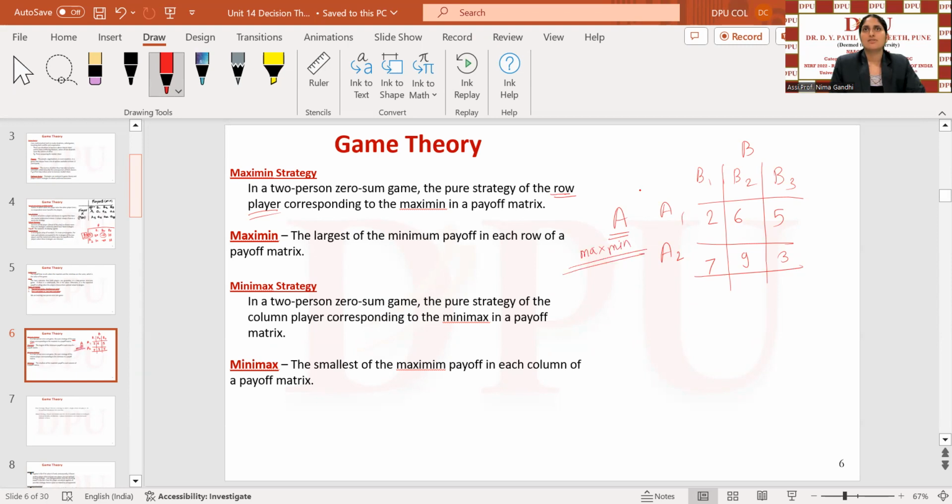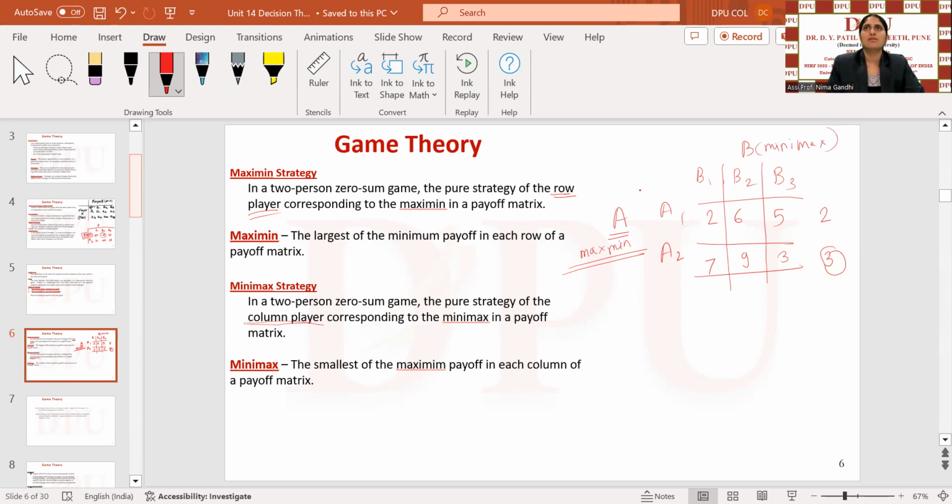What you're doing is first finding the minimum of each row, as the name suggests. What is the minimum here? The minimum is 2, so I'm writing 2 here. What is the minimum here? The minimum is 3, so I'm writing 3 here. Then you write the maximum of the minimums, and your maximum is 3 for player A. Now go to player B. We are using the minimax strategy for the column player. Which strategy are we using?